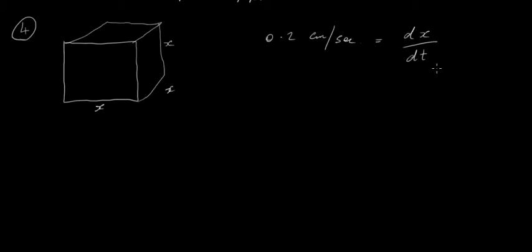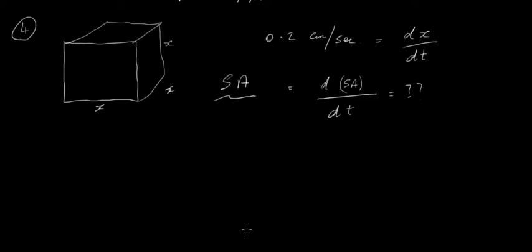Now what we want to do here is find the rate at which the cube's surface area is changing. So we're going to look at the surface area of this cube. What we want here is dSA, the rate at which the surface area is changing. So this is going to be dSA with respect to t. This is what we're looking for.